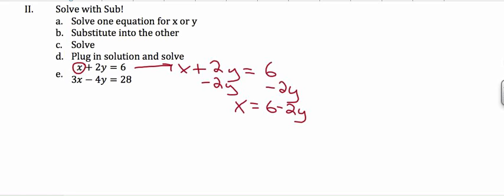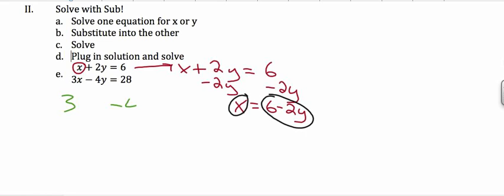Okay? Now, substitute into the other. Remember what an equal sign means. It means that x is the same as 6 minus 2y in that first equation. And here's what we know. When you're solving a system of equations, the x in the first equation is the same value as the x in the second equation, okay? Because we're looking for the place where they have the same x and the same y. So now what we're going to do is rewrite that second equation.